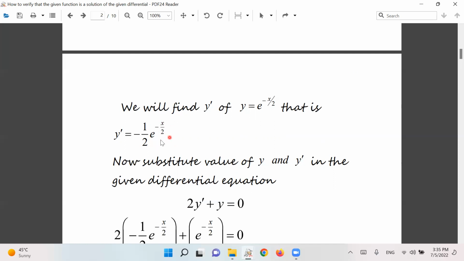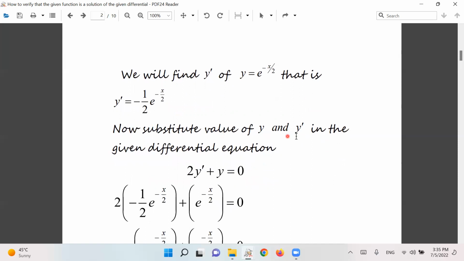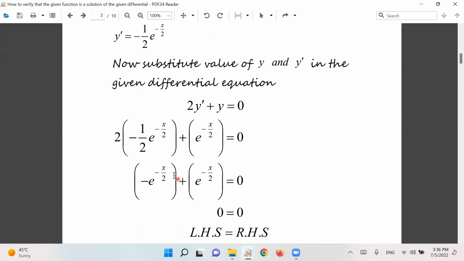Again, take the derivative of minus x over 2, it will be minus 1 over 2. So minus 1 over 2, we are going to write it over here. Now substitute the value of y and y dash in the given differential equation. The given differential equation is 2y dash plus y equals 0. So we are going to substitute y equals e power minus x over 2 and y dash equals minus 1 over 2 e power minus x over 2. So this is y dash.